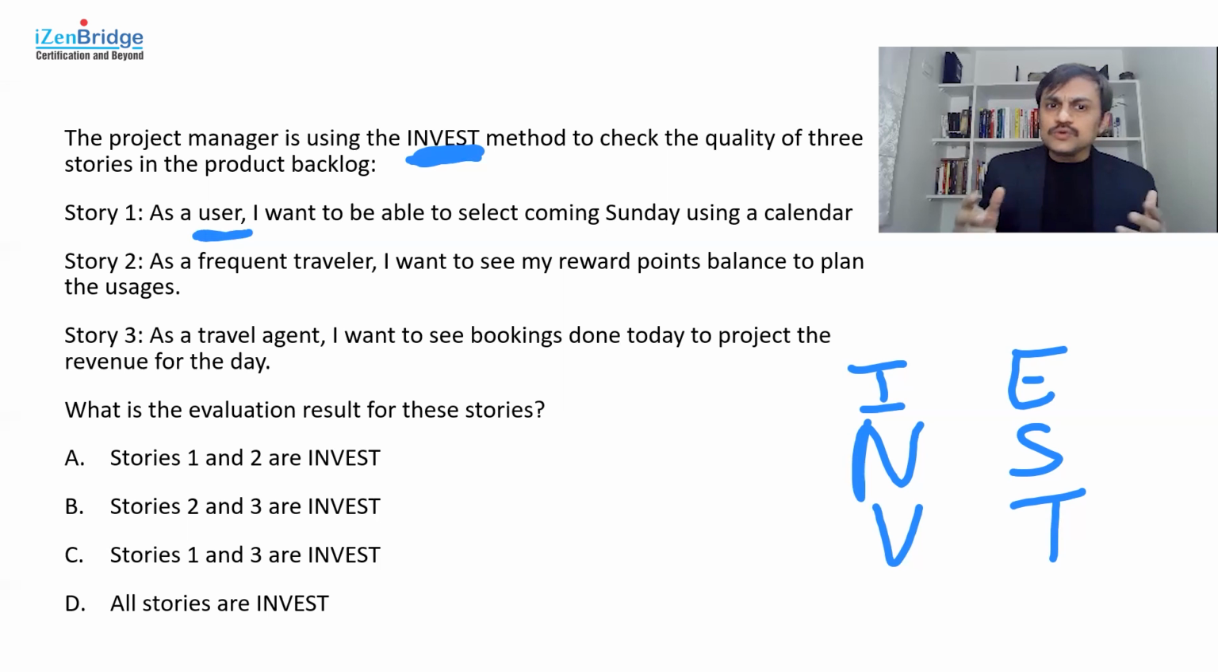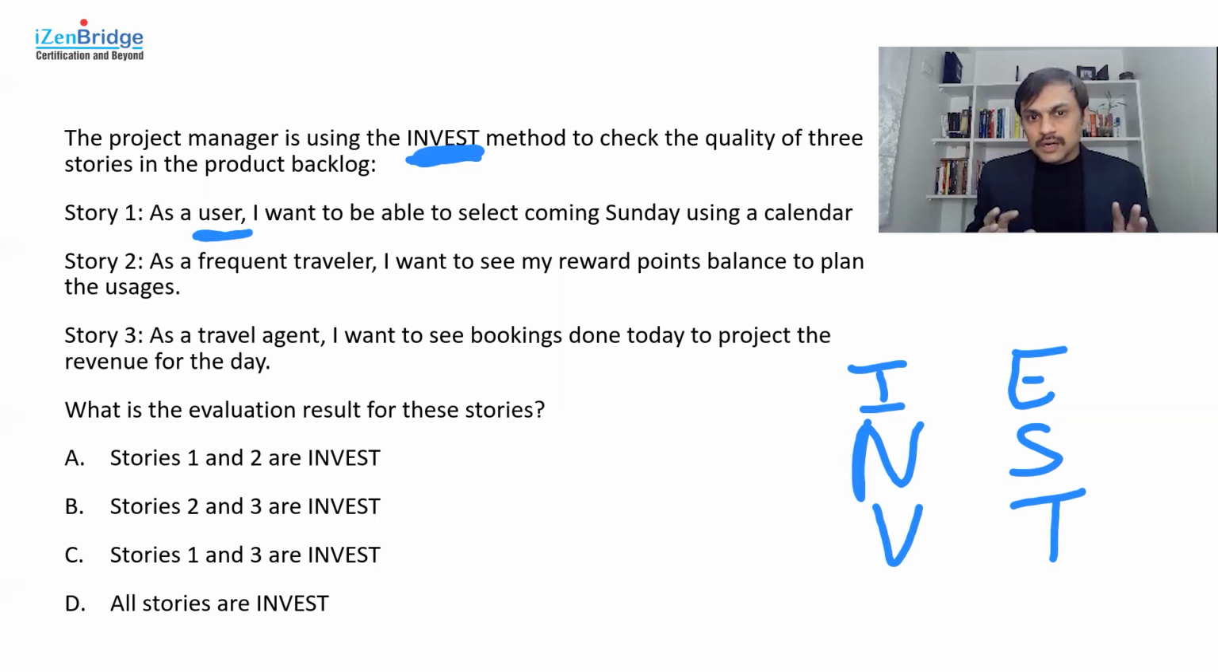And it is saying, I want to be able to select a coming Sunday using a calendar. Now, what do you do with it? How is this adding value? It's not clear. Yeah, it might be small, but the value and the purpose of doing this is not clear, and who is doing it is also not clear.